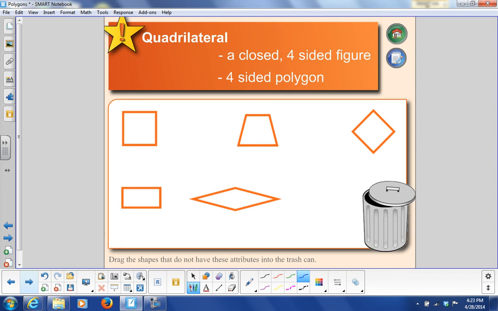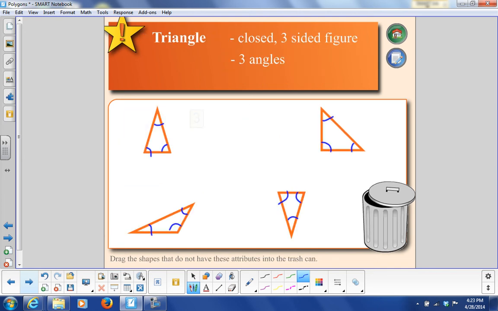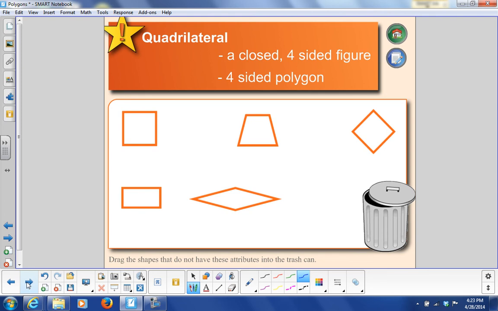Let's see. Let's try them. Up, square. That's good. Oops. Square's good. Let me put my pen down. That one's good. That one's good. That one's good. Magenta. And that one's good. Good. All right.